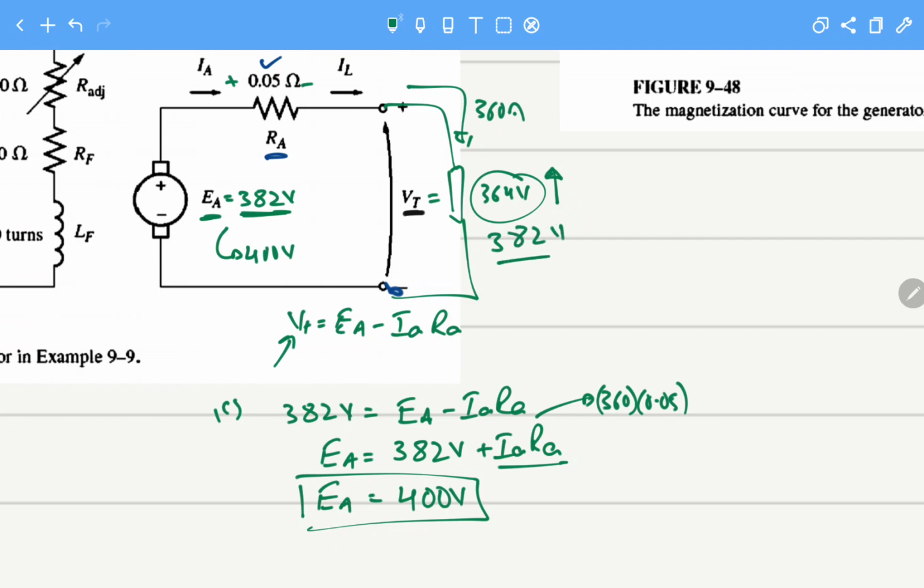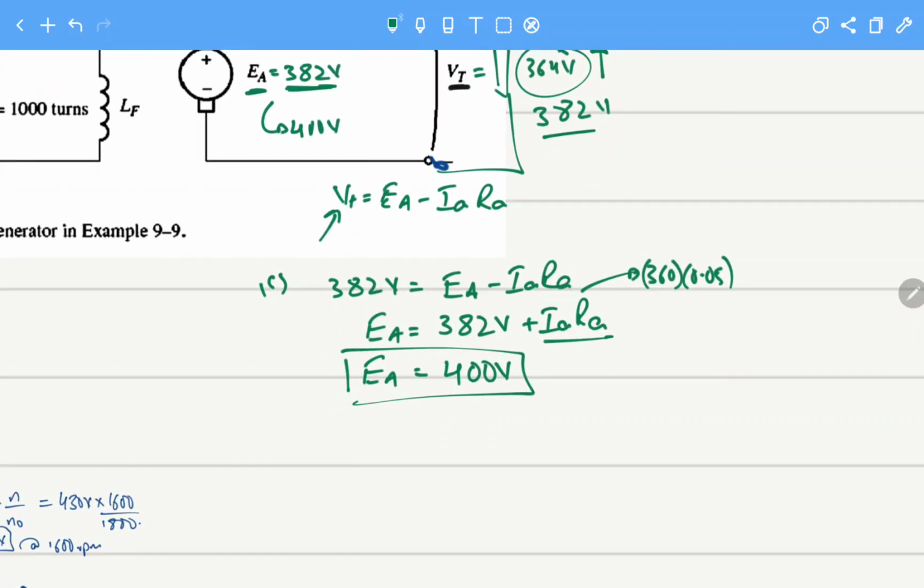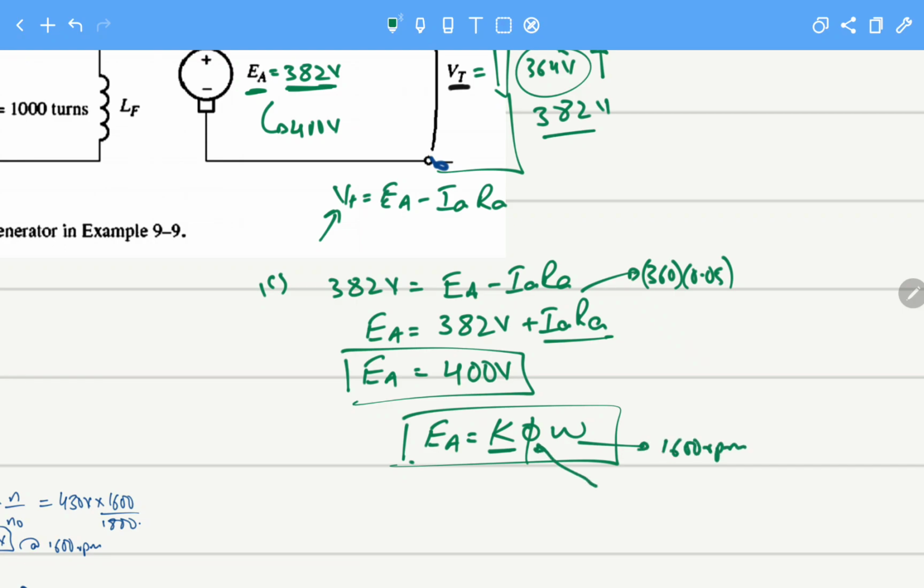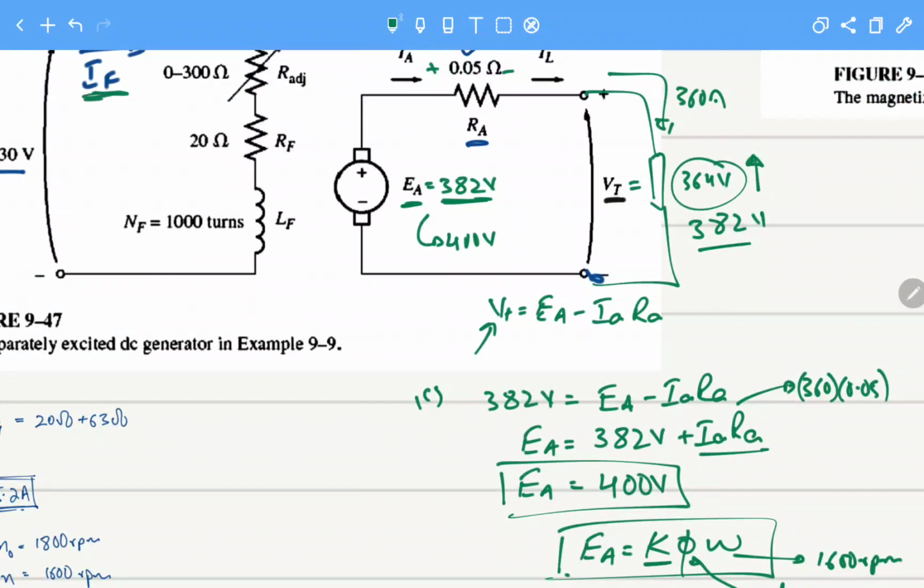This is our requirement. So the next part is, how can I raise the voltage, that is EA? Now EA, we know, is dependent on these three things. These are actually two things that can change. K cannot be changed, it is the machine constant. The speed we know is fixed at 1600 rpm. The other thing is flux. So if I can raise the flux, that is through changing IF.